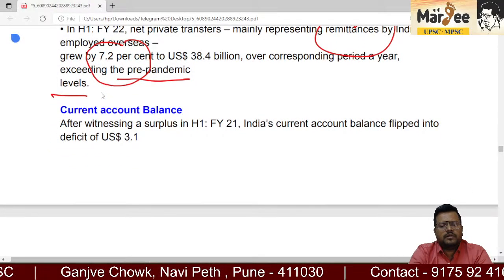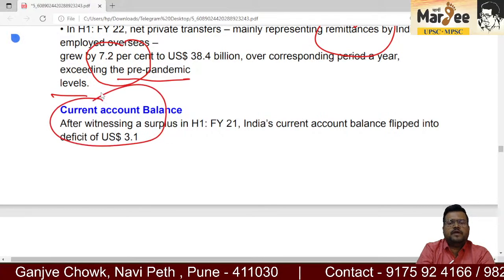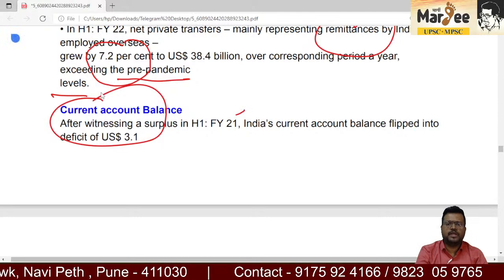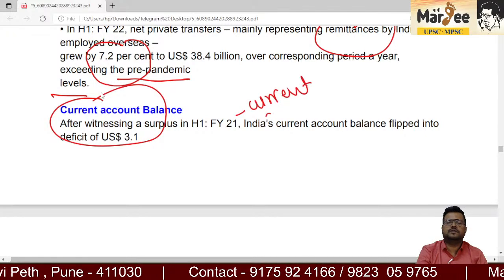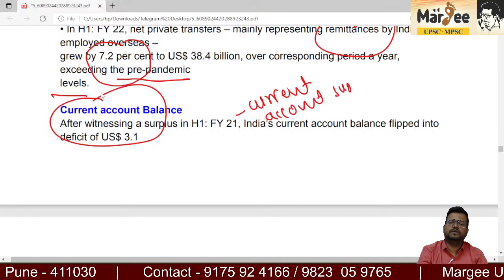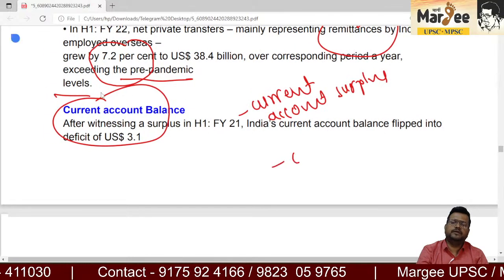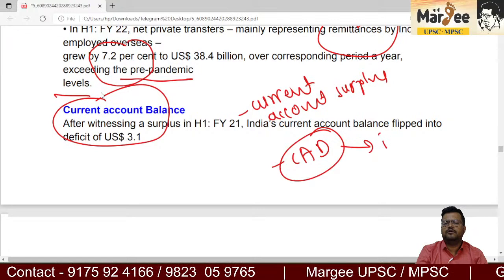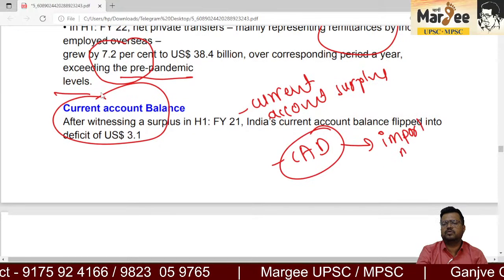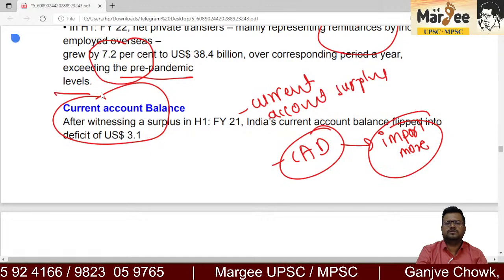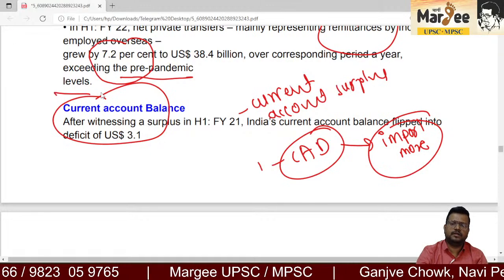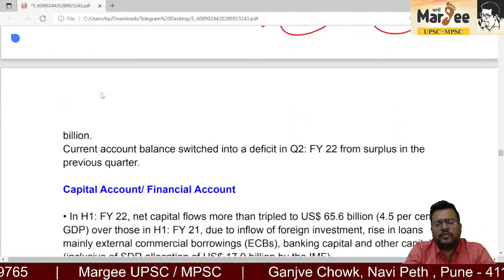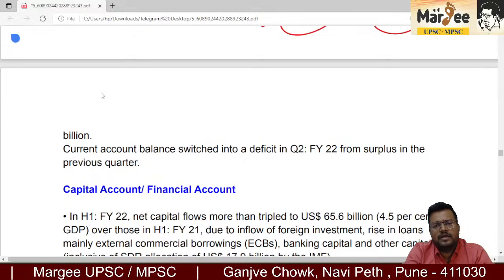Then what is the condition of India's current account balance? We have seen in the first chapter that during the pandemic, up to a certain time, India was in current account surplus. But usually we witness CAD, that is current account deficit, because we import more than we export. Generally this condition is observed, and now this is again observed in the context of India. Though the economic survey says that we are witnessing CAD within manageable limit.